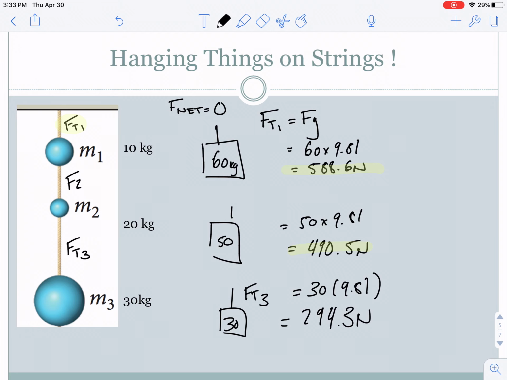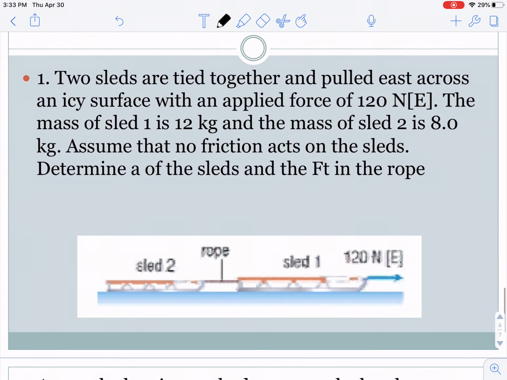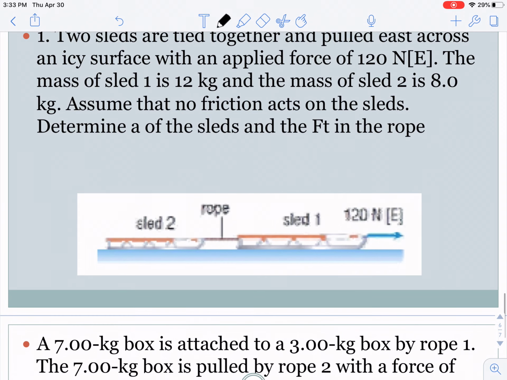So here's another good question. Two sleds are tied together and pulled eastward across an icy surface with an applied force of 120 newtons. The mass of sled 1 is 12 kilograms and the mass of sled 2 is 8 kilograms. Assume that no friction acts on the sleds and determine the FT in the rope. Determine the acceleration. So we just have one FT right here in this rope.